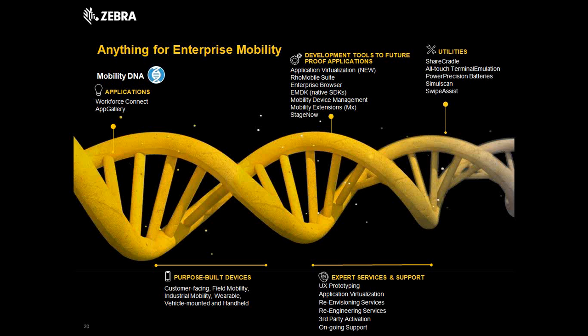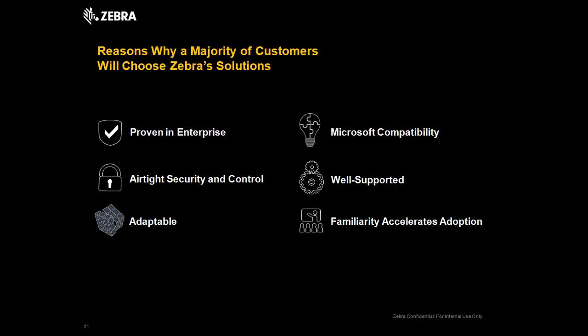Things that are important to the developers, things that are what we call applications that drive additional gains in productivity, things like utilities, all built on purpose-built devices and support that really make this more modern way of experiencing true rugged enterprise group mobility happen.